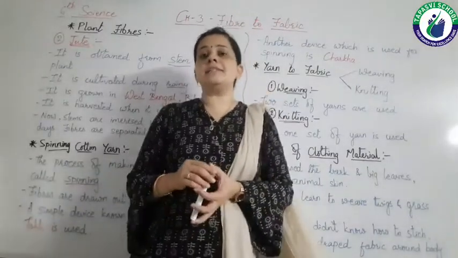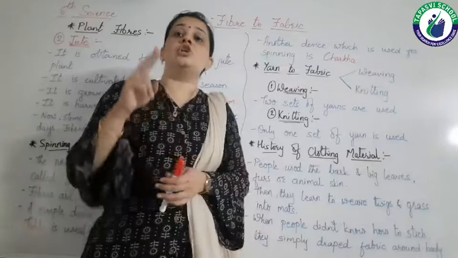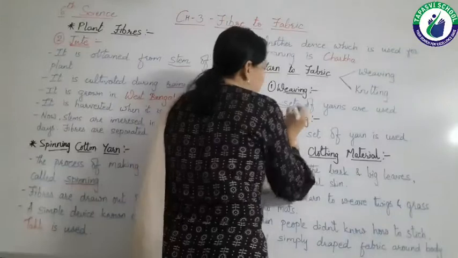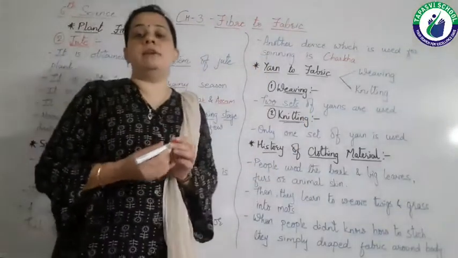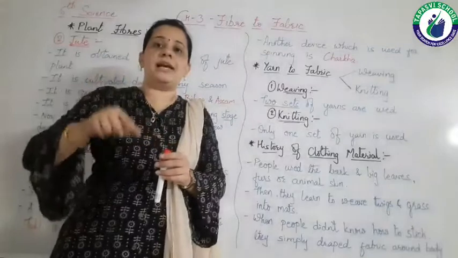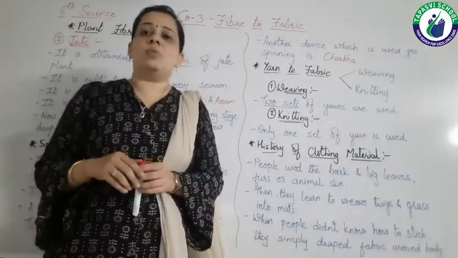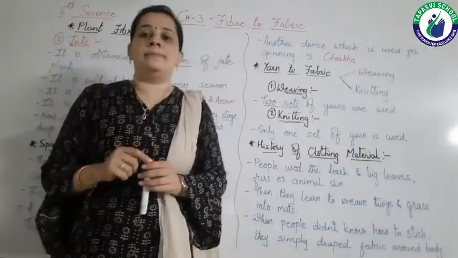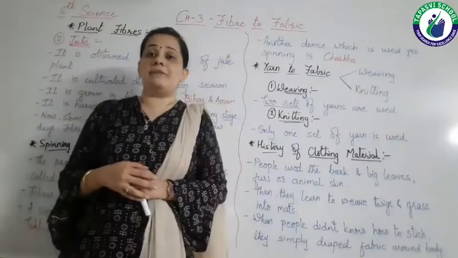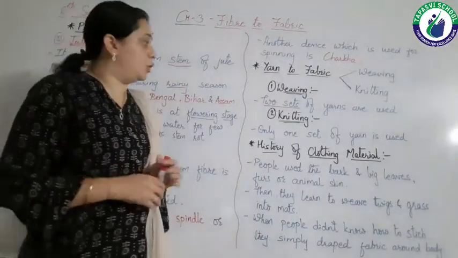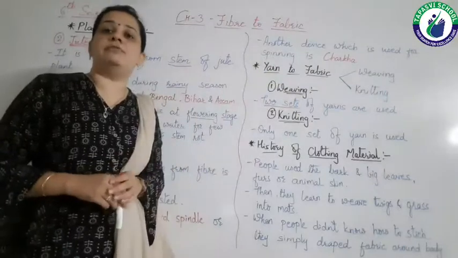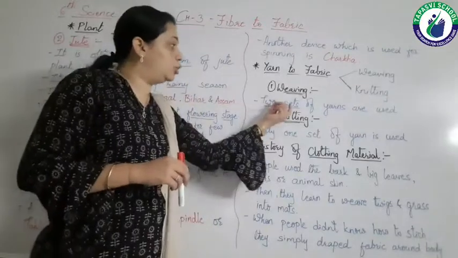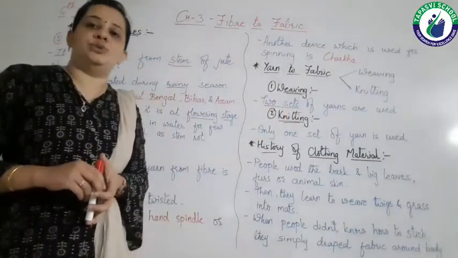Weaving is a simple process in which two sets of yarn are used. Here you can see two sets of yarns are used in weaving. One yarn is going like this, that is vertically, and the other yarn is going like this, that is horizontally. The clothes which we are generally wearing are made from the process known as weaving, right? So in weaving we have to remember that two sets of yarns are used.